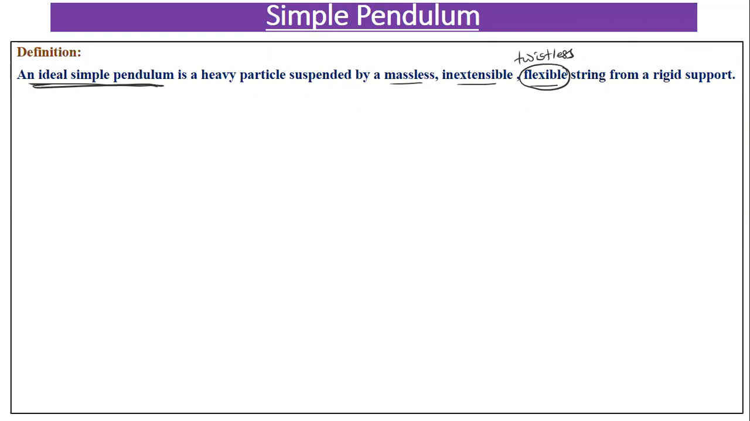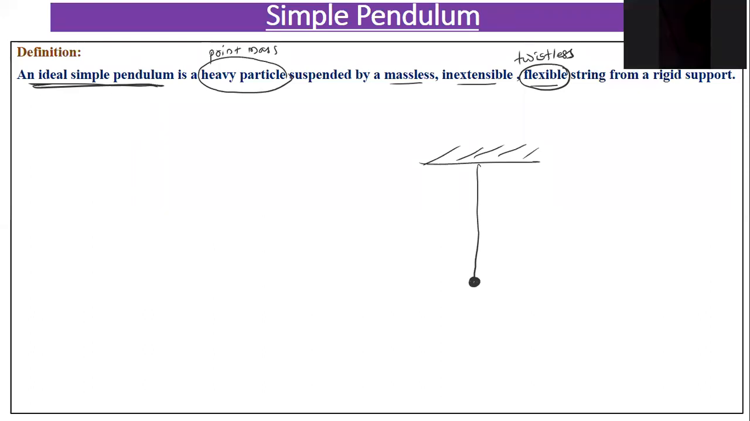Now we can draw the simple pendulum diagram. This is the rigid support, and this is the string. To this string, if we hang a heavy particle, or instead of heavy particle, one more word we can use, point mass. An ideal simple pendulum is a heavy point mass suspended by a massless, inextensible and twistless string from a rigid support.